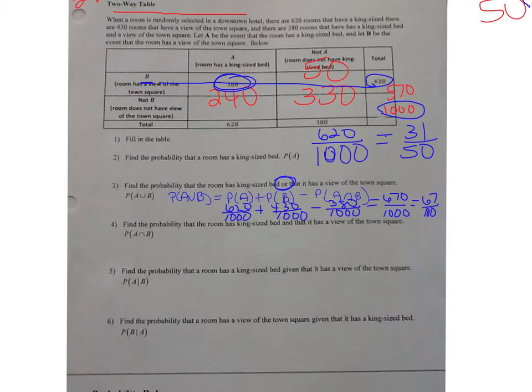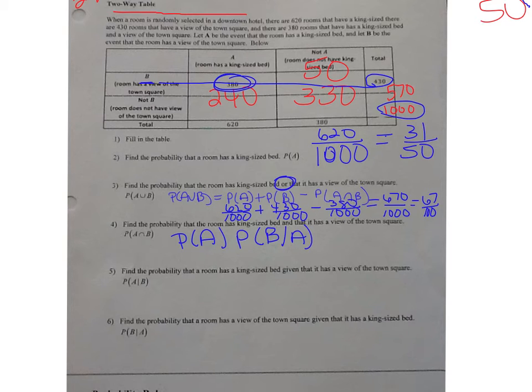Okay, so let's take a look at 4. It's just really reading the chart with the probabilities, but you do have to know these formulas here. Find the probability that the room has a king-size bed and that it has a view of the town square. So look at the formula down at the bottom. I have the probability of A times the probability of B given A. That slash means given A.